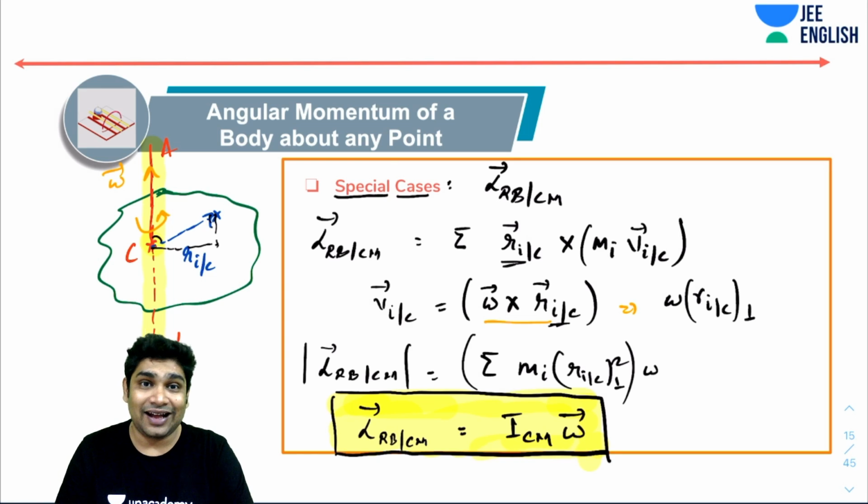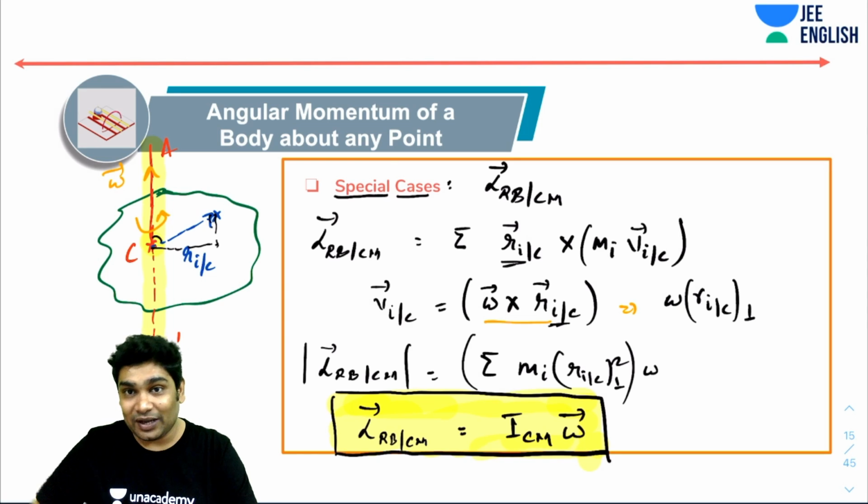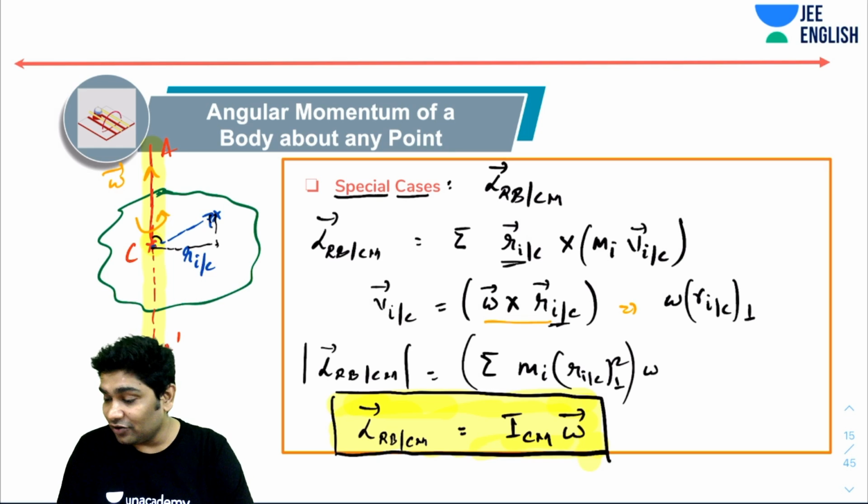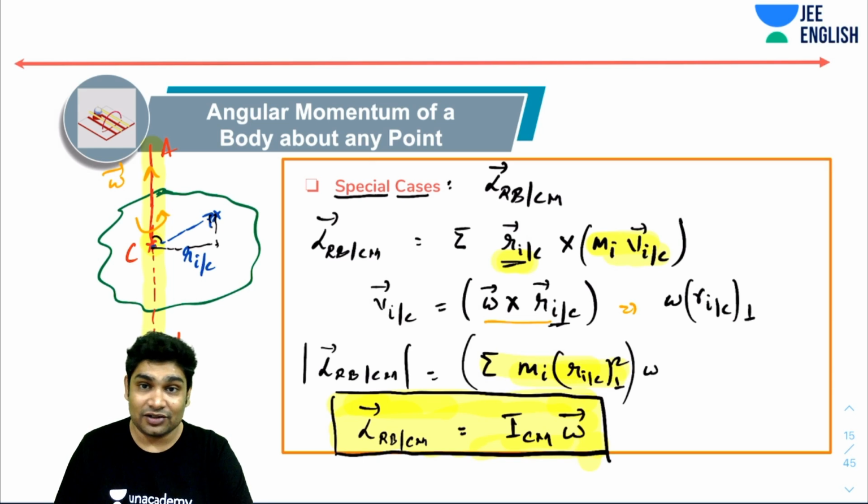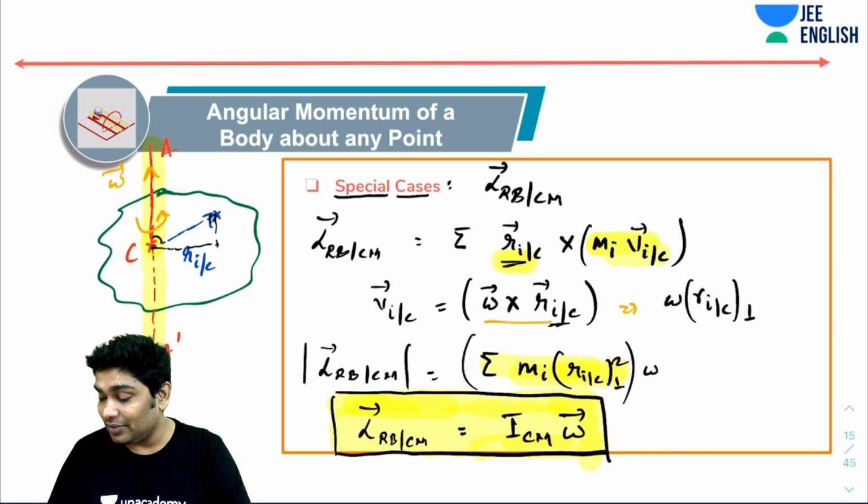You will realize that I did not show you the vector derivation, but I hope the thing is clear. That you would have had one R_iC here, you would have had one R_iC into omega here. So this is what you are getting, and this is the final result. So very important. First, remember.